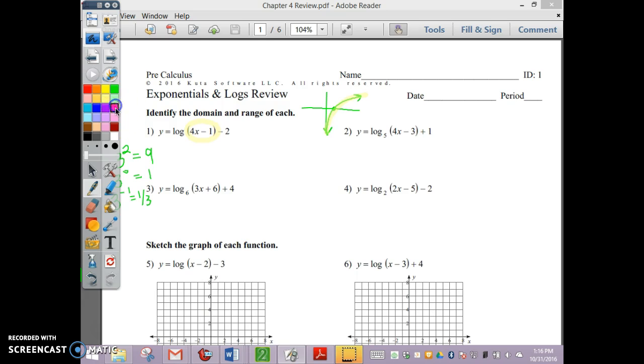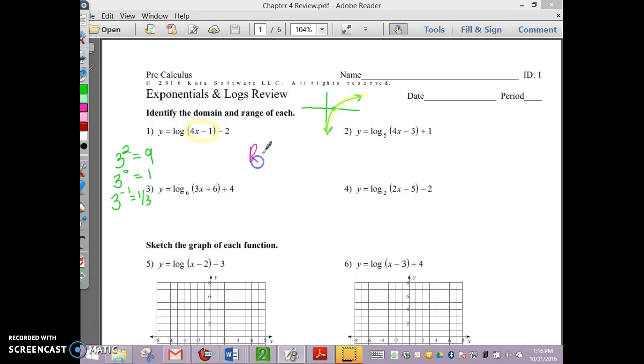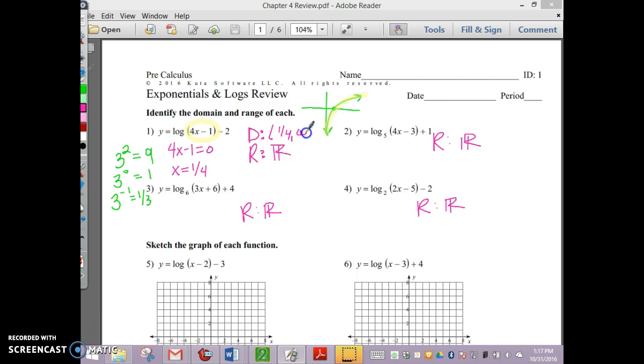So how we find the domain and range, well, range is easy. The range is always all real numbers for all logarithms. But the way that we find our domain is by setting this argument, the inside of the parentheses, equal to 0. So 4x minus 1 equals 0, x is a fourth. So that means that my asymptote is over here at a fourth, so my graph will have a domain of 1/4 to infinity. So my domain is 1/4 to infinity.